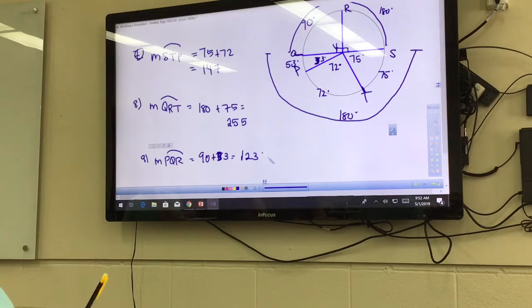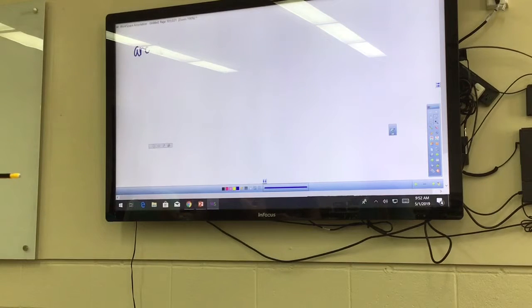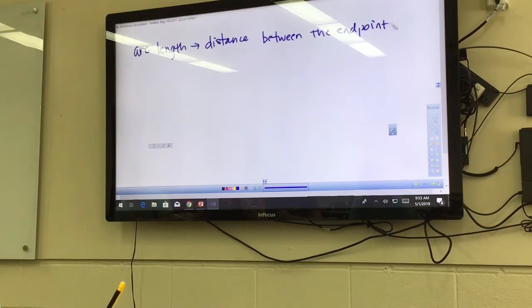Let's look at the last example. What we've been finding is the degree of the arc, the measurement of the arc in degrees, not in length. Okay, length, arc length. The definition of arc length is the distance between the endpoints along an arc measured in linear units.